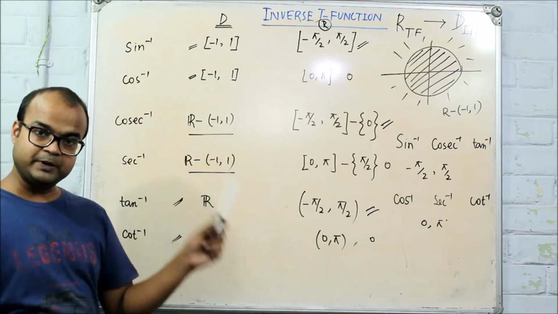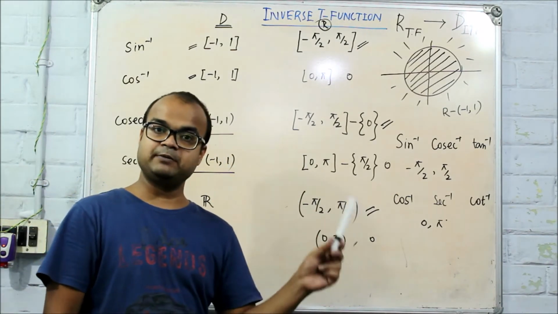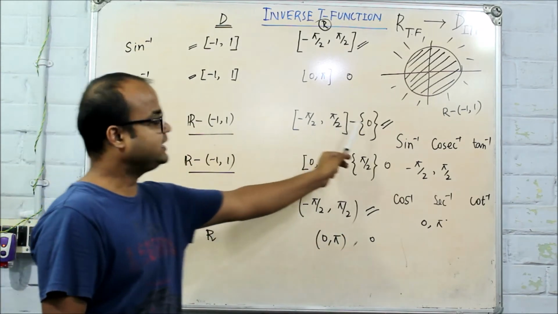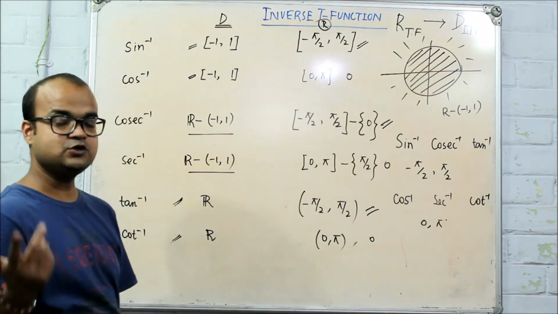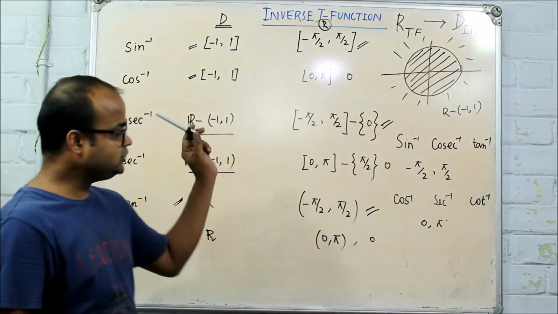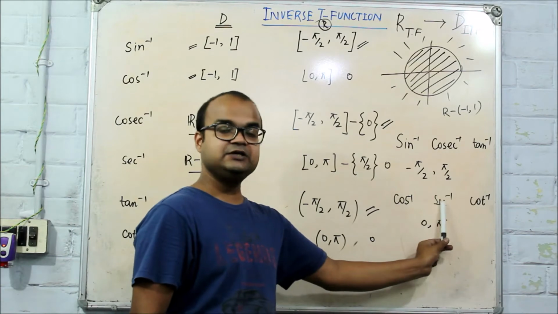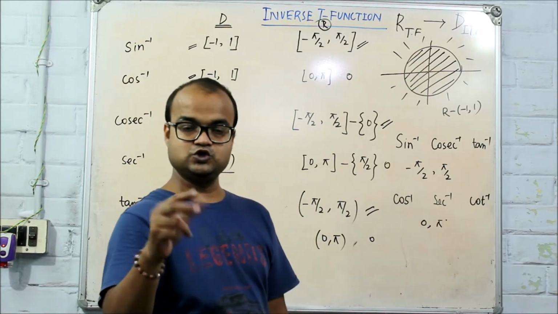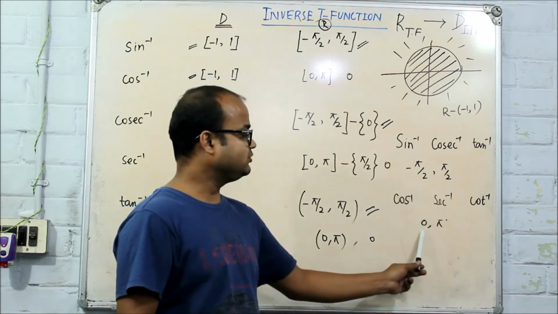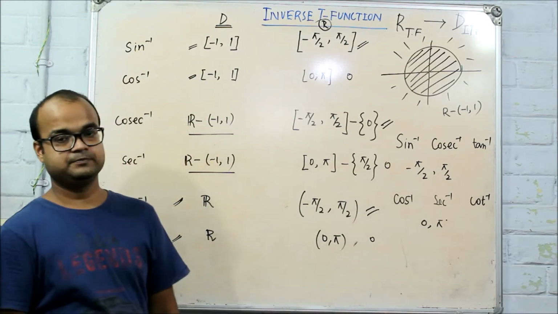Minus pi by 2 to pi by 2 closed, minus pi by 2 to pi by 2 closed, minus 0, and then the third one is the open interval minus pi by 2 to pi by 2. Moving into the next: cos inverse, sec inverse, cot inverse: 0 to pi closed, 0 to pi minus pi by 2, and the third one is 0 to pi open.